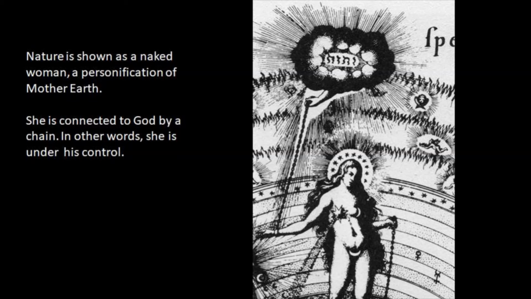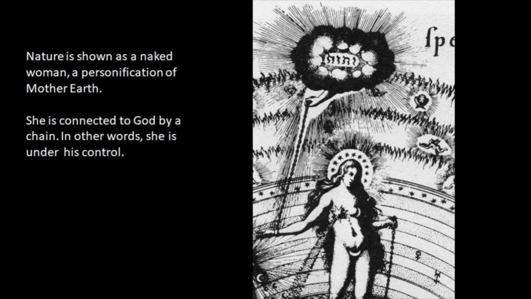So nature is shown as a naked woman, a personification of Mother Earth, and she is connected to God by a chain. Actually, I think they say it's a golden chain. In other words, she is under his control. He's got her by the wrist, the chain. He's the puppet master, he's pulling her chain. And then you go down, you see she's holding another chain in her other hand.